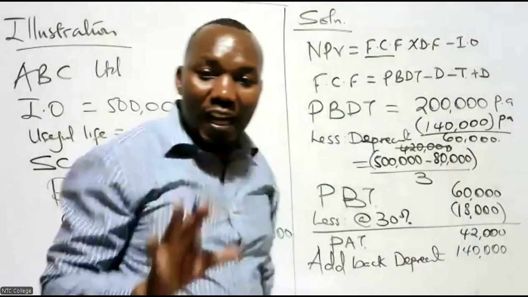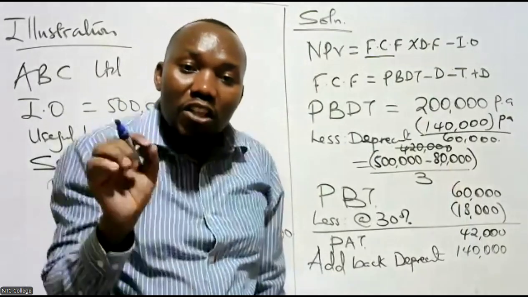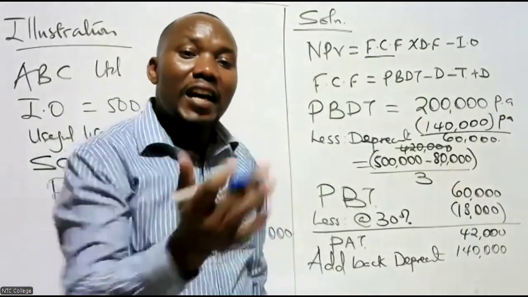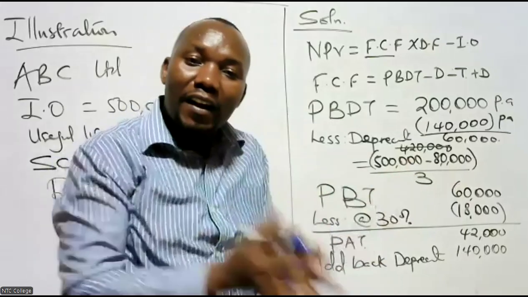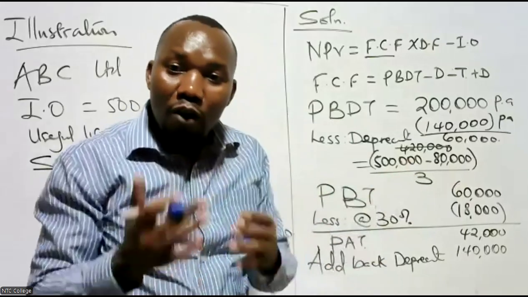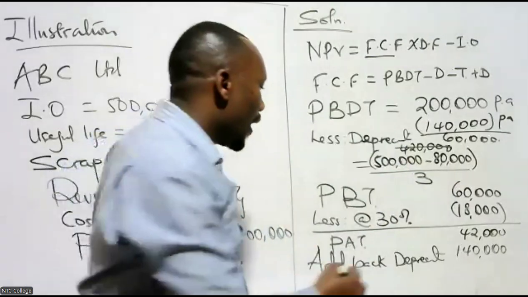So we add 140 back. I hope that you understand why we are adding the depreciation back. We are adding because we are looking for the cash flow. So we deducted just for the purpose of calculating tax. And we managed to pay the government what belongs to them. Now we add it back so that we have our real money in the account.